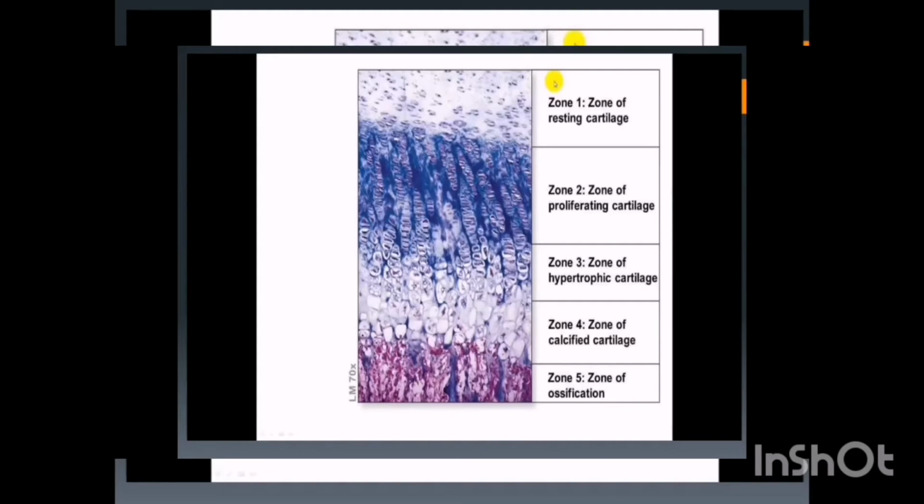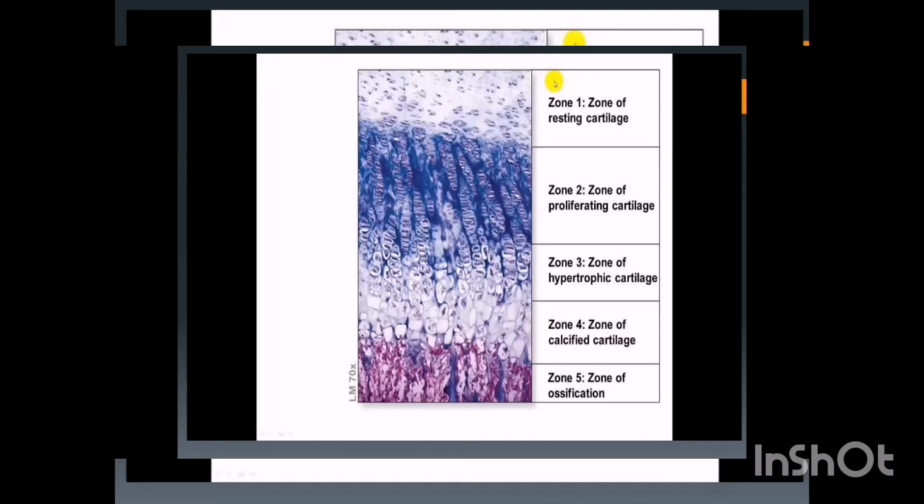Here the chondrocytes undergo rapid mitotic division and they become aligned into columns, as you can see the columns in this zone. These columns are parallel to the diaphysis, so they are growing in one direction. In zone 3 you have the zone of hypertrophic cartilage.